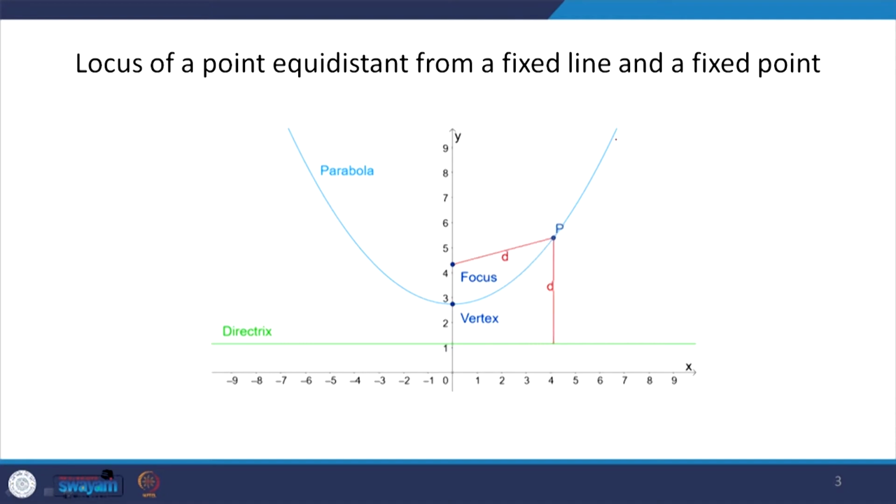So all the points on this parabola, which is the locus, they remain equidistant from this line, the directrix, and the point which is the focus. So this is one of the simplest types of locus, and the path traced, the parabola, is one of the most common types of locus which we will be using, which in engineering we often use.